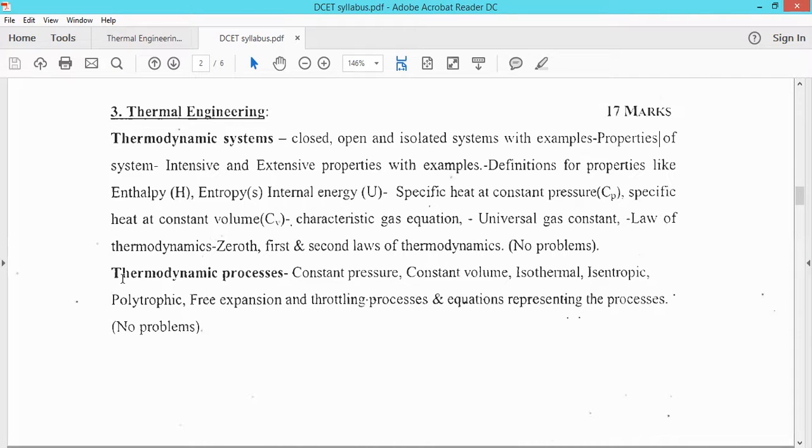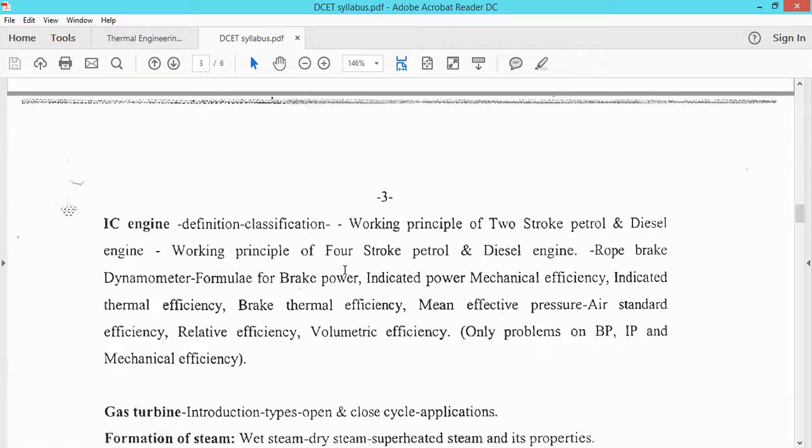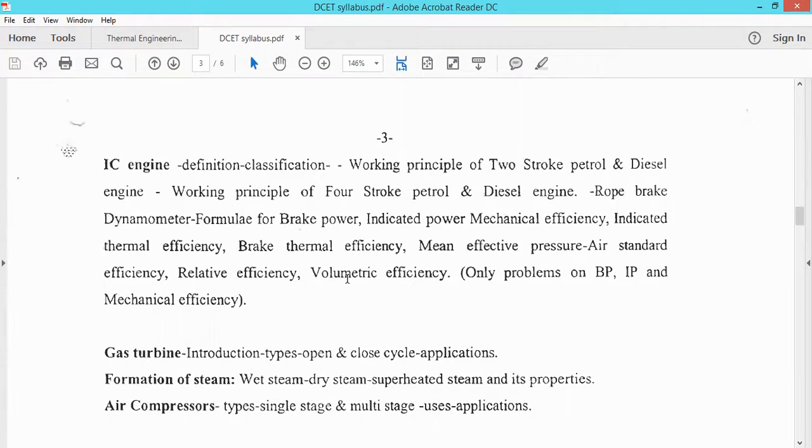Then, in the second part, we are going to discuss the different thermodynamic processes like isobaric, isochoric, isothermal, adiabatic, and polytropic processes. Next, we have IC engines: the working principle of two-stroke, four-stroke, petrol engine, and diesel engine, and the different techniques of measuring the brake power of an IC engine, then different efficiencies. After that, we are going to discuss open cycle gas turbine and closed cycle gas turbine.